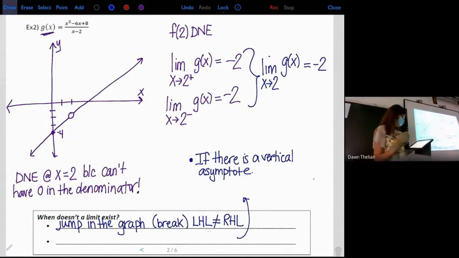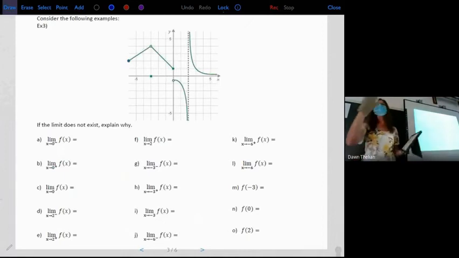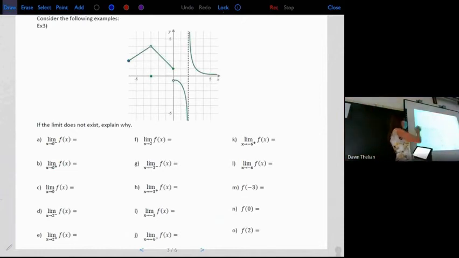All right, so here's an example. I give you a graph, and I'm going to ask you for a bunch of different things. If the limit doesn't exist, explain why. So if we're writing does not exist, we have to say why here. All right, so first thing that you're going to look at is what are we approaching, right?